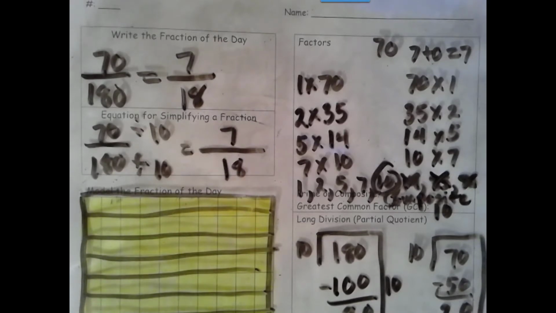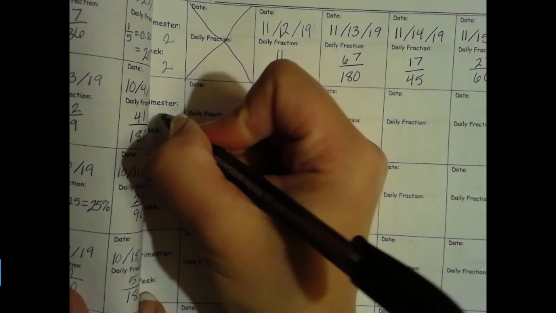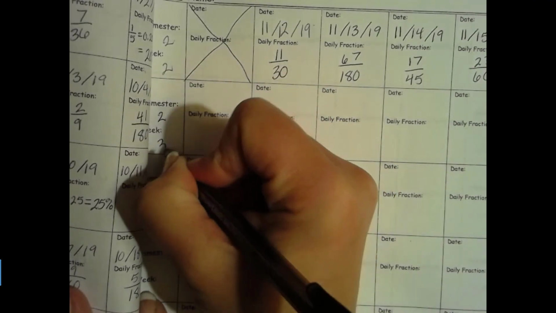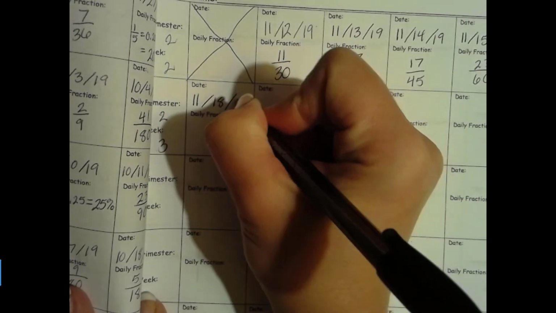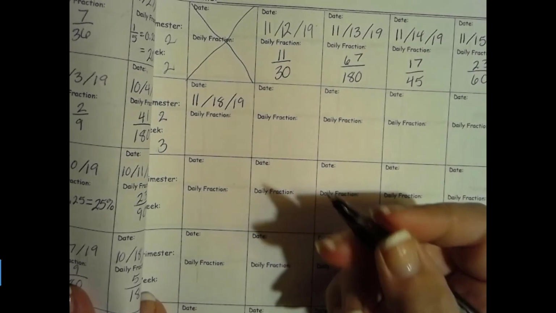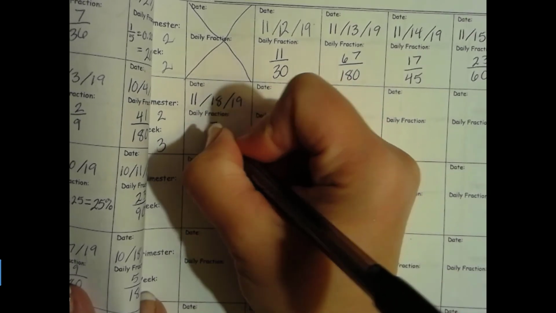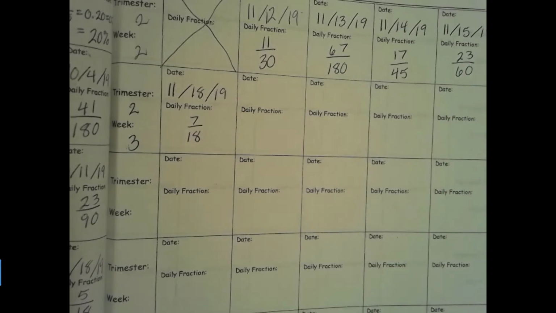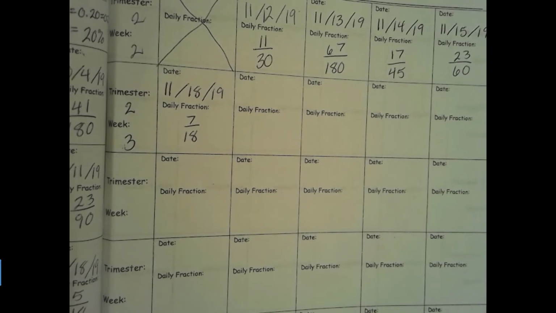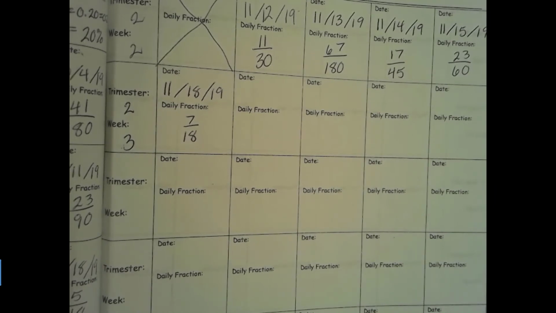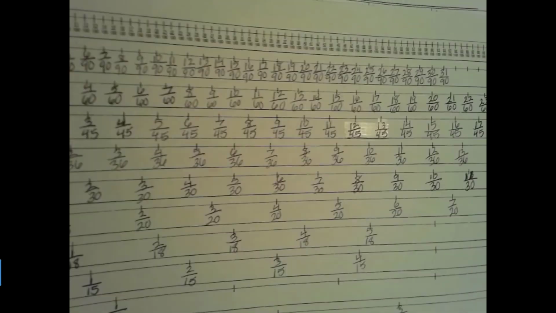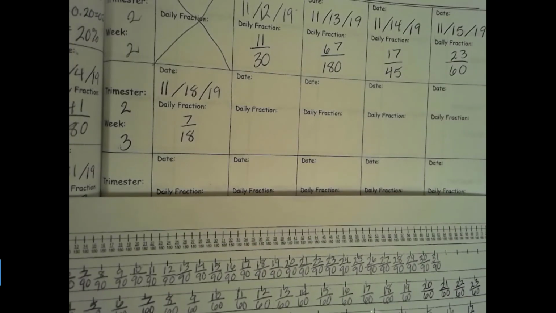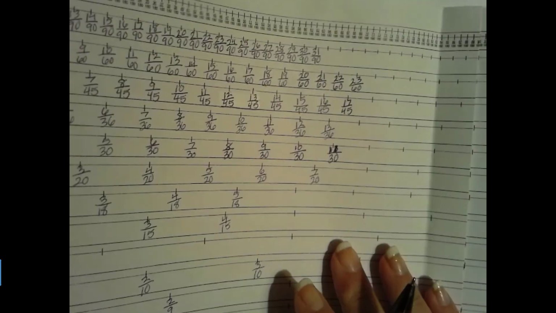All right, let's go ahead and fill in our data collection page. Okay, we are on trimester 2, week 3. Today is 11/18/19, and our fraction for today is 7/18. We did groups of 10. Let's go ahead and get out our number line. Okay, and our last one is 5/18.